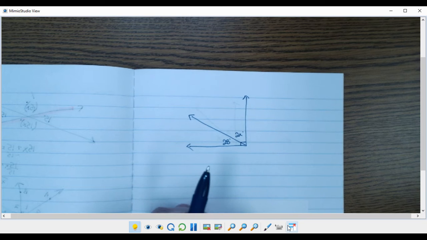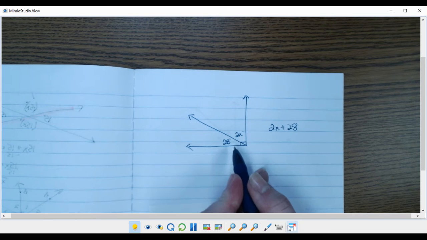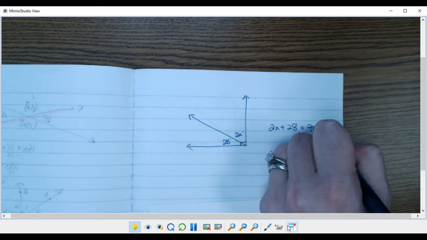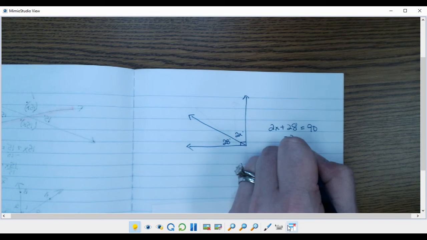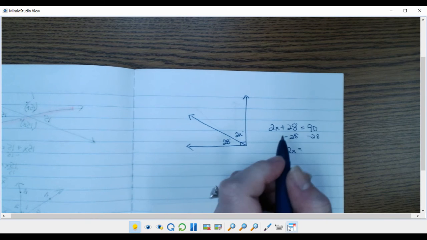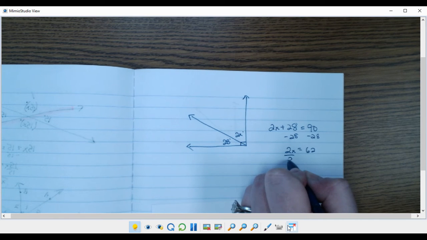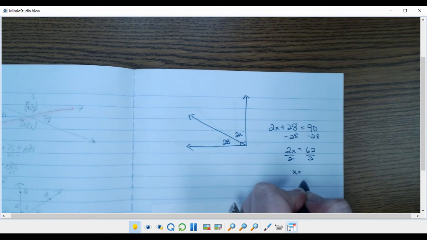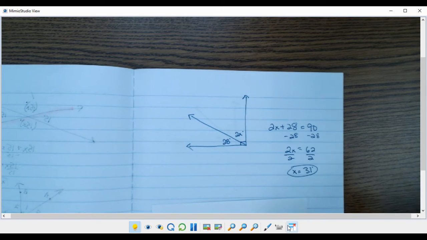So let's write that. I'll put 2x plus 28, exactly what I see there, equals 90 degrees. And then it's a two-step equation, no big deal. We'll subtract 28 from both sides. I get 62, I think, yes. And then we'll divide by 2. X is worth 31. It didn't ask me what this whole measurement was. It just asked for X.